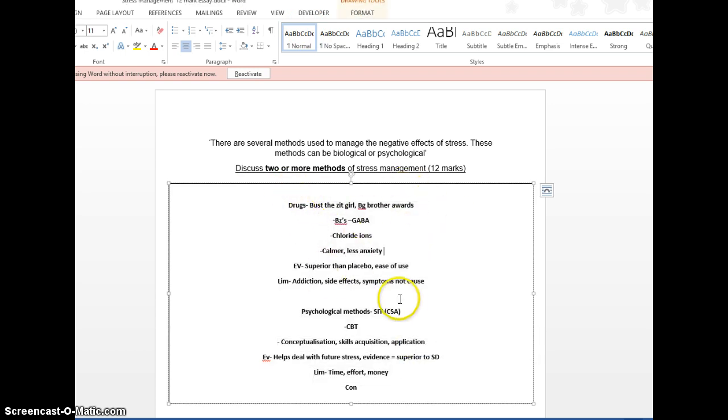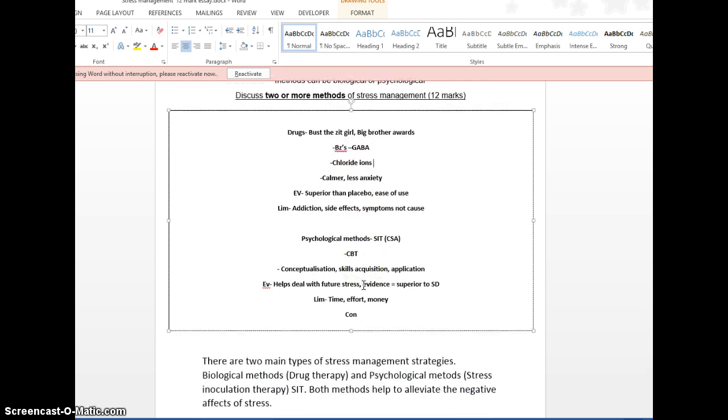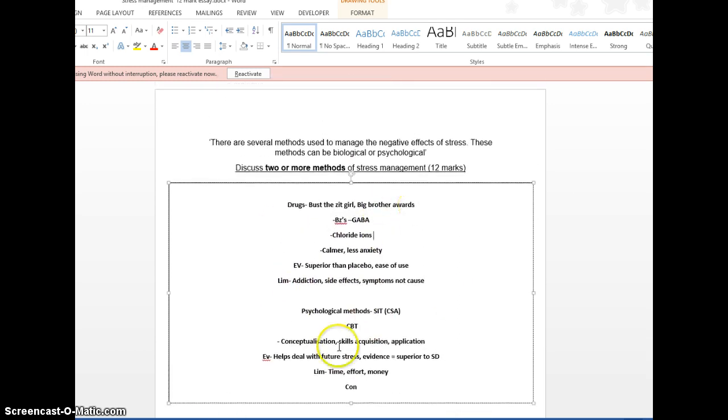I've done everything from memory in terms of drugs. I've even used my mnemonic, so Buster Zit Girl and Big Brother awards. Yes, I've used those to help me try and remember stuff. And I've also highlighted BZ equals GABA, chloride ions. Yeah, I've done all my briefings. So this really takes you like 2 minutes to do, or 2.5 minutes. Yeah, please do it. It is really important.